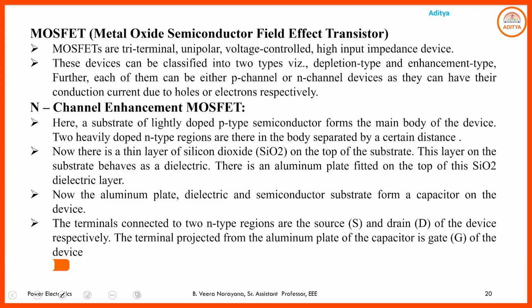Next, let's go through the second classification of the transistor, the MOSFET, metal oxide semiconductor field effect transistor. These MOSFETs are unipolar devices, whereas BJTs are bipolar devices. Bipolar means the conduction takes place in the BJT due to the movement of both holes and electrons. Whereas MOSFETs are unipolar devices. Unipolar means the conduction takes place due to the movement of majority charge carriers only.